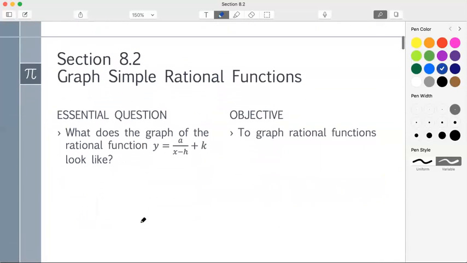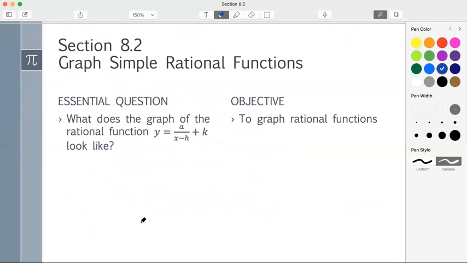All right, so for today's section, we're going to do graphing simple rational functions. So this is pretty cool. I really do like rational functions, and I think it's really neat because it ties in a lot of graphing we've been doing all year long.